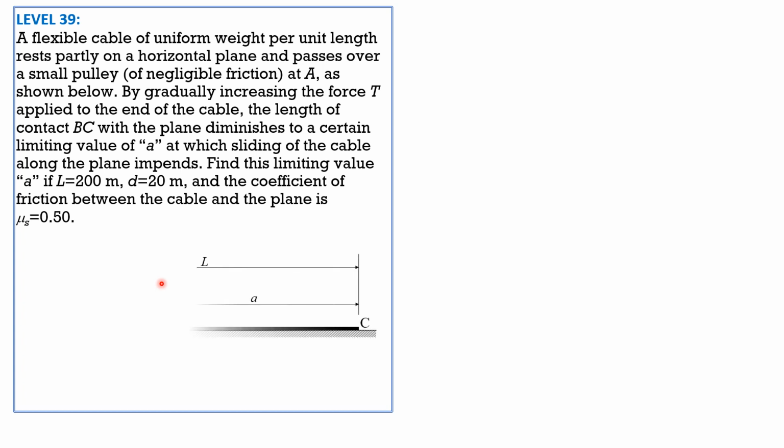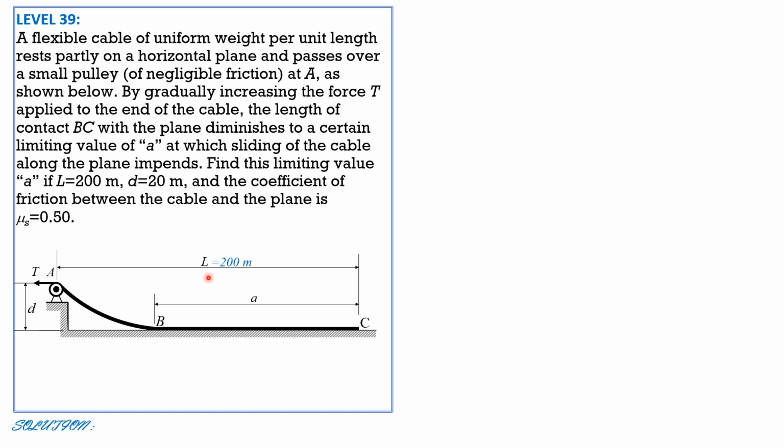So here is the given figure. So take note that L is 200 meters. So let's indicate it, 100 meters. Then let's superimpose the X and Y axis. So this is the point where the contact diminishes on the ground, and D is 20 meters. So we will denote, since this is denoted by A, then this is 200 minus A.